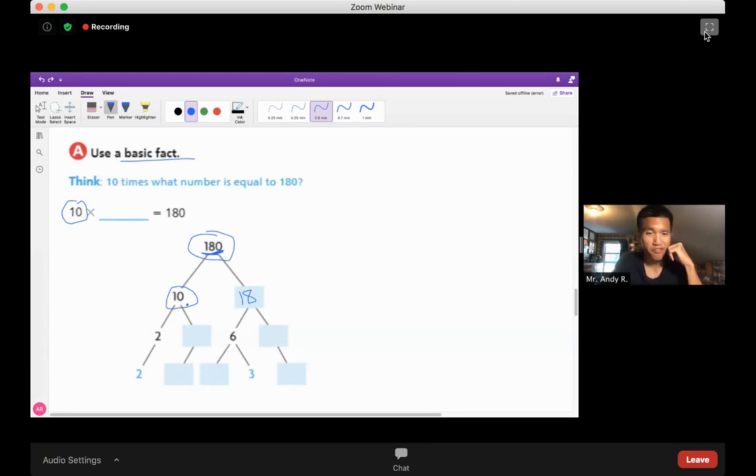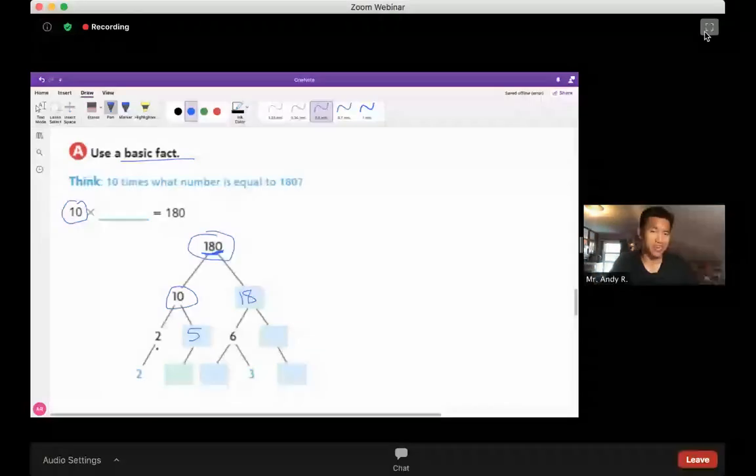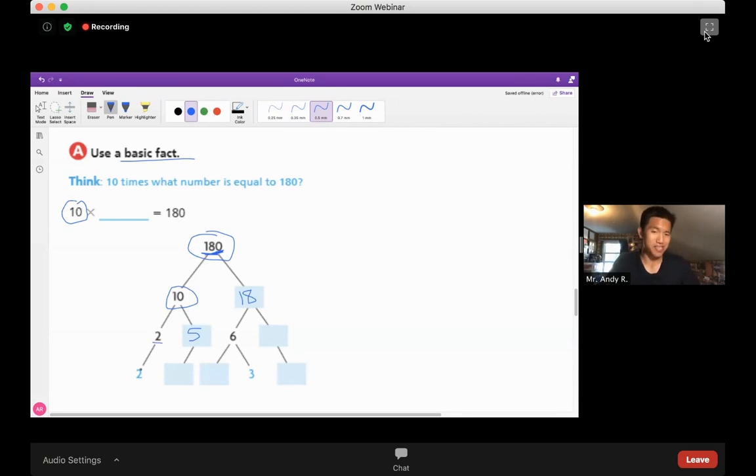So 10 can be factored. How can we break 10 down even more? Yeah, 2 times 5 is 10, so we'll do that. 2 and 5. And then, is 2 a prime number? Yeah. And is 5 a prime number? Yeah, because there's only one way you can get 2 or 5. Only multiply by 1.